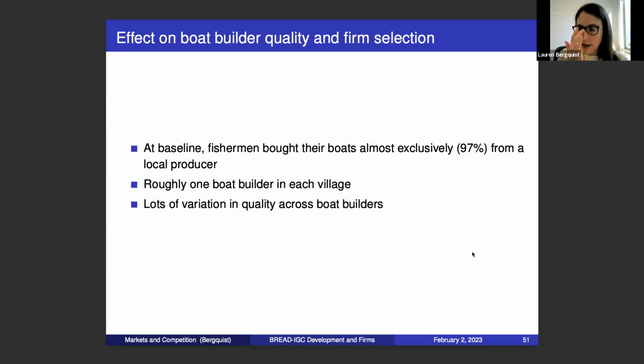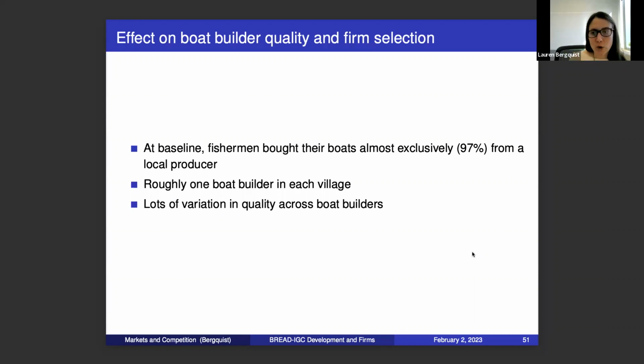This paper is gonna turn things around a little bit and think about now the fishermen as consumers. Okay? And what are they consuming? They're consuming boats. So this paper is going to look at the introduction of cell phones and say, what was the effect on boat builder quality and firm selection? Okay. So let me tell you what's happening at baseline, and then we'll talk about what happens when cell phones come in.